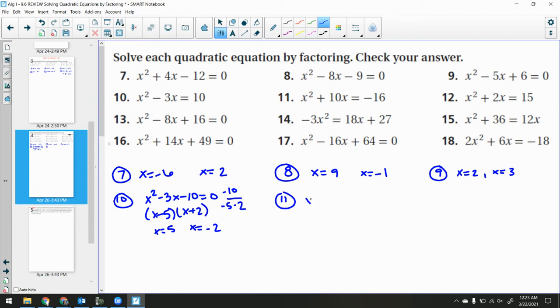Number 11, same kind of thing. We're going to have x squared plus 10x, and now I've got to add over the 16.